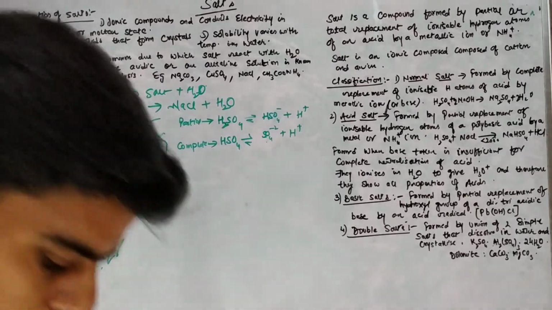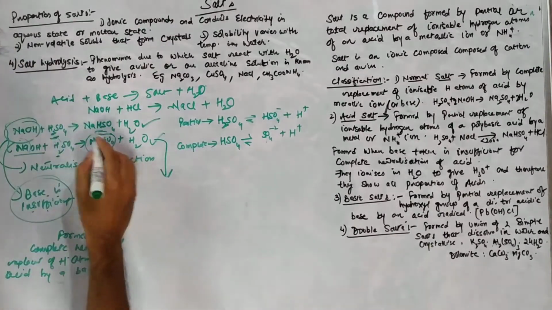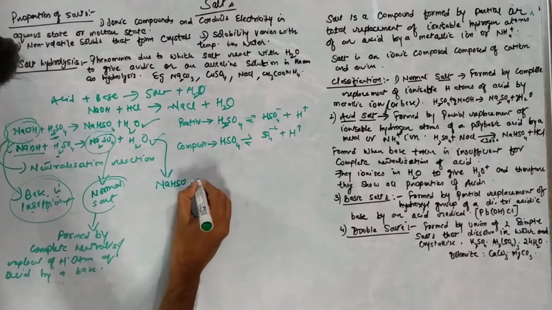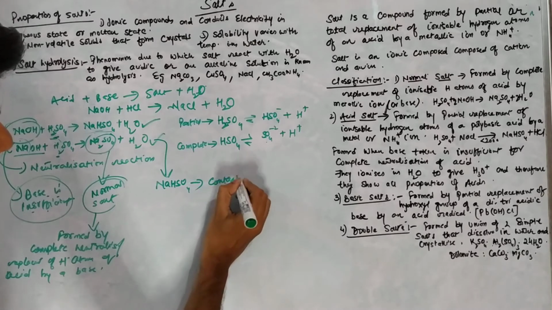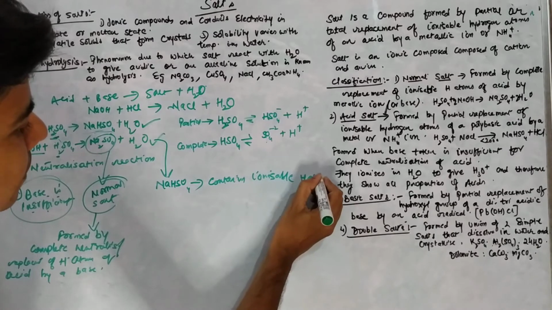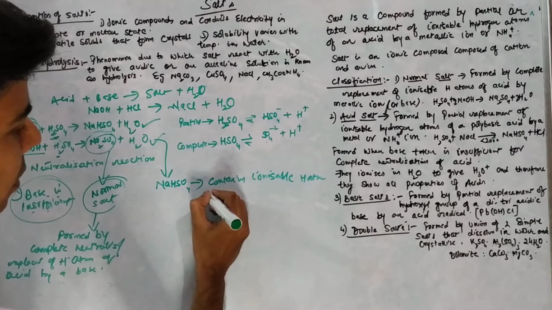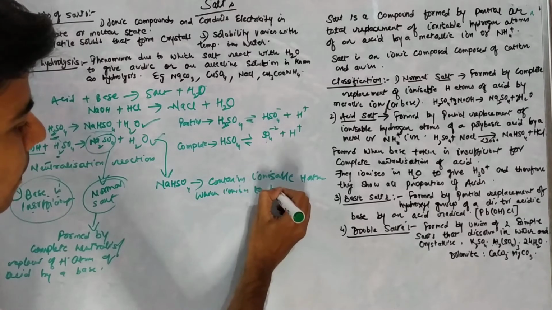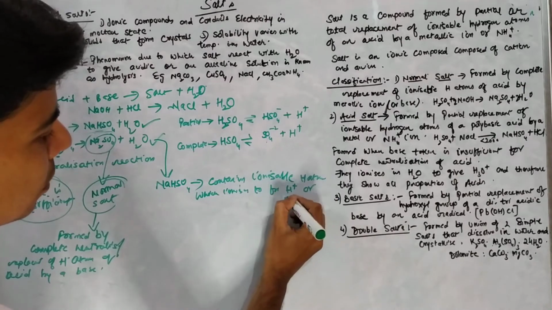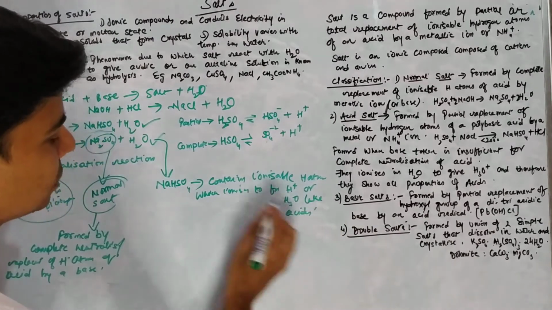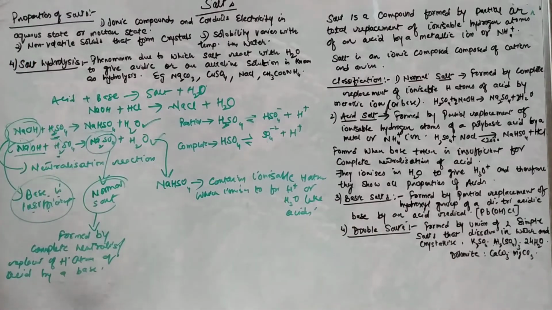So this is an acid salt. I'll just write it over here. NaHSO4 is an acid salt, right. It contains an ionizable hydrogen atom, which ionizes to form hydrogen ions or hydronium ions like acids, right. So these behave like acids because they contain ionizable hydrogen atoms, right.